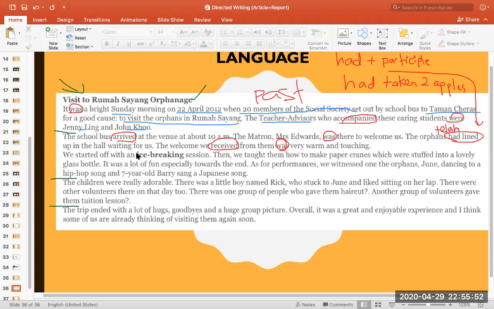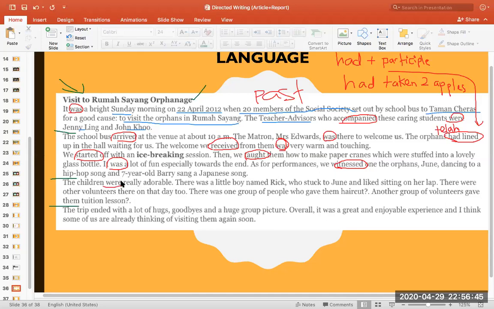I continue first. Again, past tense, we started off with an ice-breaking session. Then we taught them how to make paper cranes, which was stuffed into a lovely glass bottle. It was a lot of fun, especially towards the end. As the performers, we witnessed one of the orphans, June, dancing to a hip-hop song, and 7-year-old Barry sang a Japanese song. So I don't want to ask too much from you. Yang paling basic, you want to remember this is past tense. Everything is in past tense.